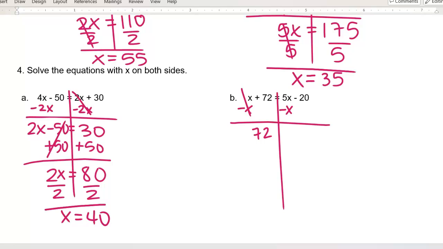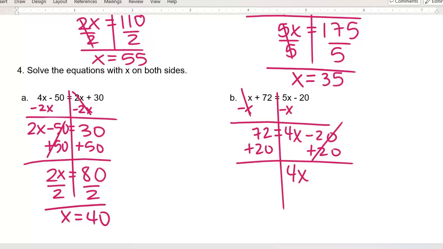So I got the 72 on the left. 5x minus x is 4x, right? There's an invisible 1 on that x. And minus 20 still at the back. Now, because I brought my x to the right side, I'm going to bring my numbers to the left side. So I see this minus 20. I want to undo that minus 20 with a plus 20. Again, we're lining up our numbers with our numbers. X's with x's, numbers with numbers. Negative 20 plus 20 is 0, so we cross him off.